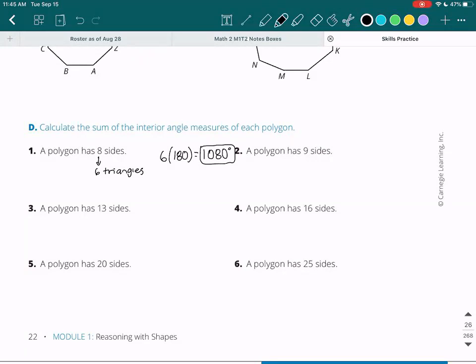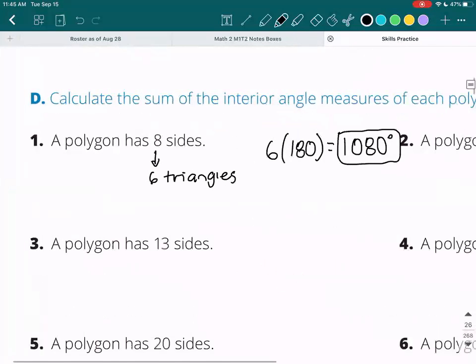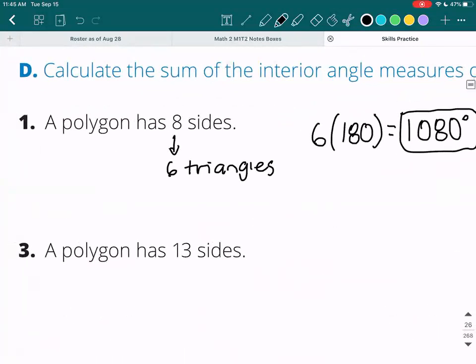Good. Is that a question? Yes. If there's 8 sides, how do you get 6 triangles? Oh yeah, okay. So let me just draw you an 8-sided shape. I'm going to zoom in so I have more space to draw. 8 sides. You know what? I'm going to do this with straight lines so I don't mess up.